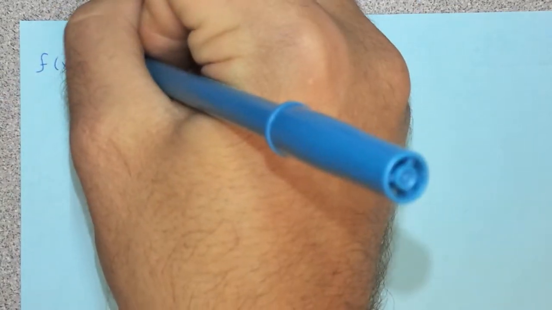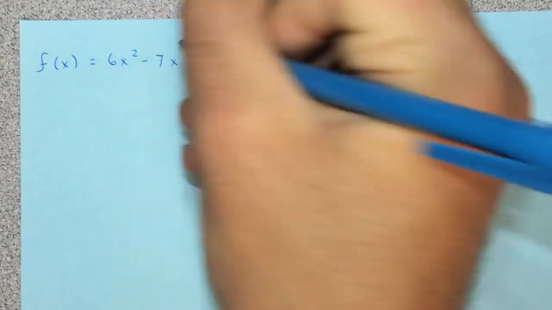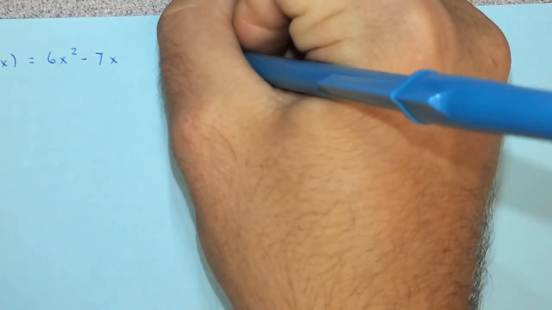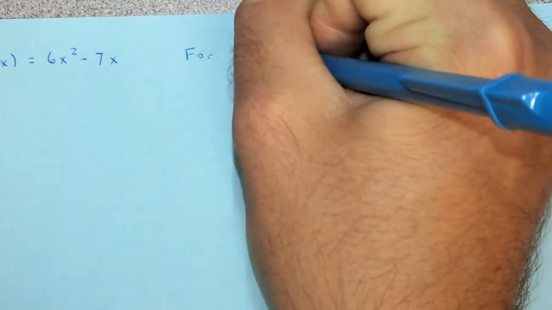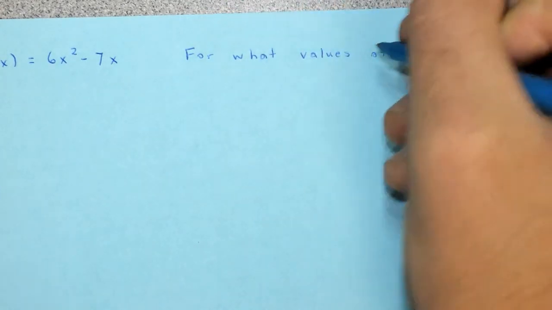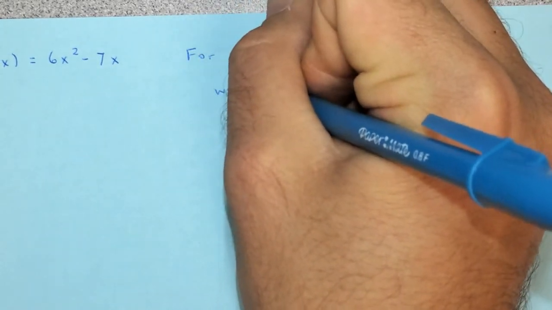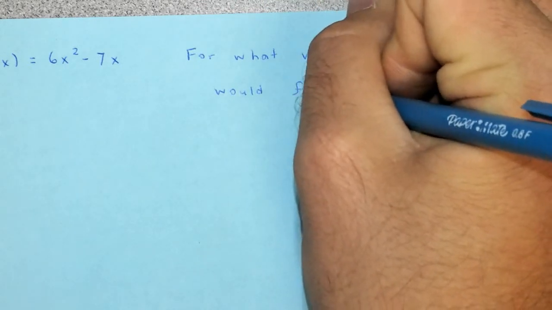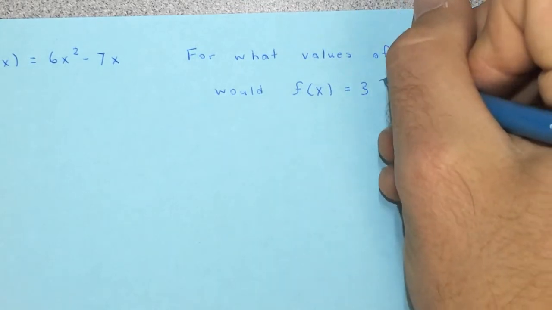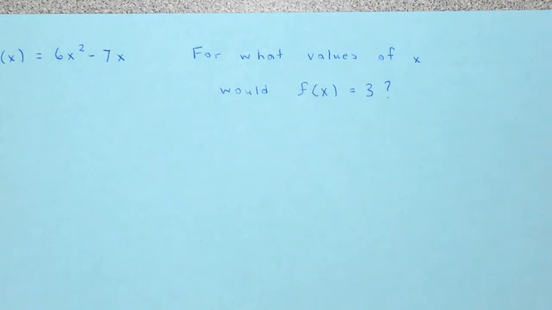Okay, 6x squared minus 7x. And I am going to ask you this question: for what values of x would f of x be equal to 3? For what values of x would f of x be equal to 3?